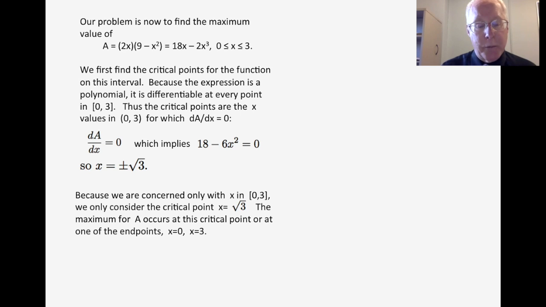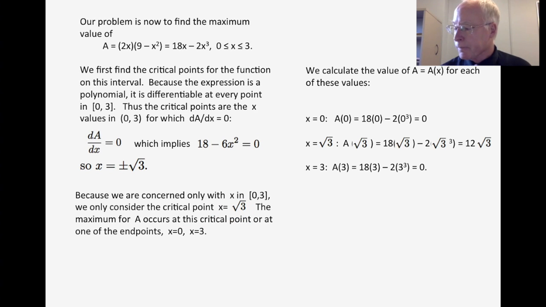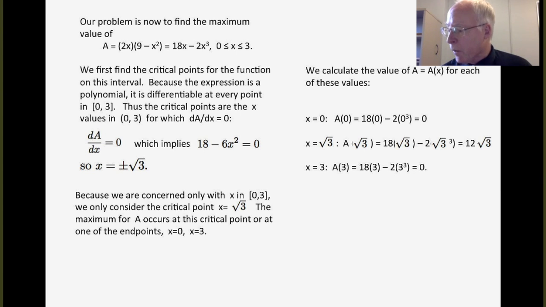At this point, as we learned in section 4.1, we know the maximum for A occurs at one of the critical points, and we only have one we're concerned with, root 3, or at one of the endpoints. So we now have some candidates for where the maximum occurs, and we can find out which corresponds to the maximum just by computing the area for each of these 3 examples. First of all, we'll take the easy one. What if x equals 0? That computation is done here. We just put 0 into the area equation. And of course, pretty obvious that's going to turn out to be 0.